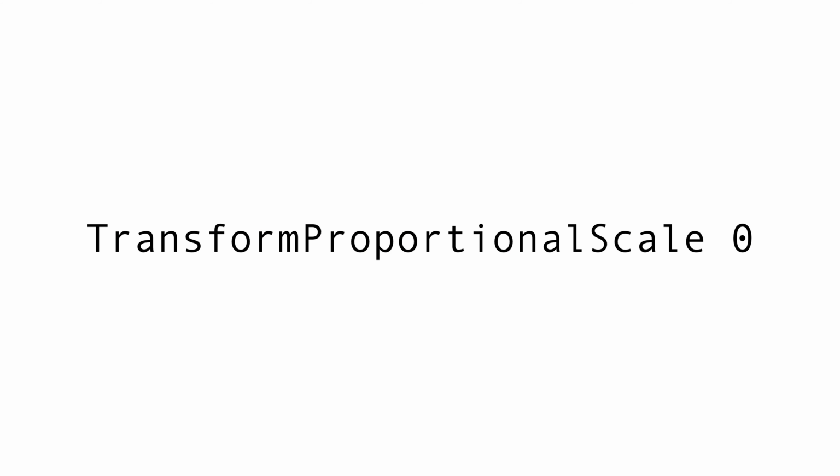First thing you have to do is open up either Notepad on Windows or the TextEdit application on a Mac. You need something that can create a plain text or .txt file. Once you have that open, you're gonna type out the following: TransformProportionalScale space 0. So TransformProportionalScale, all one word, and then the number zero. Make sure you capitalize the first letter of each word as well, because this is case sensitive.